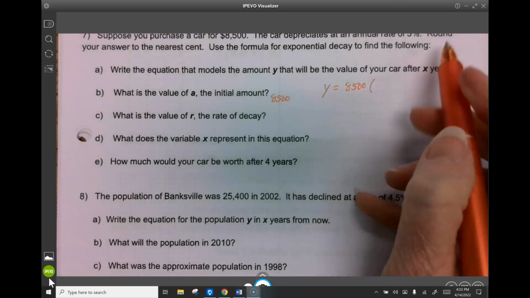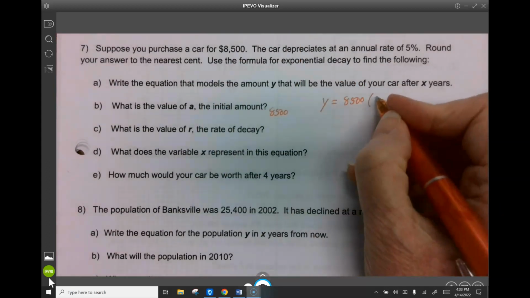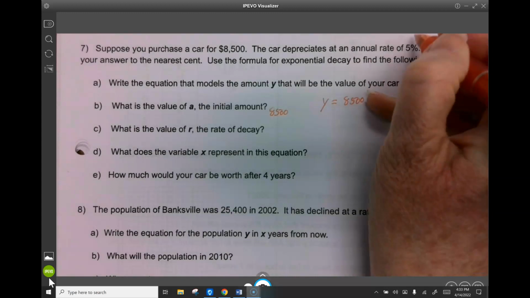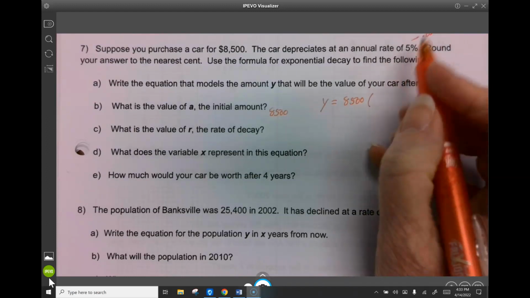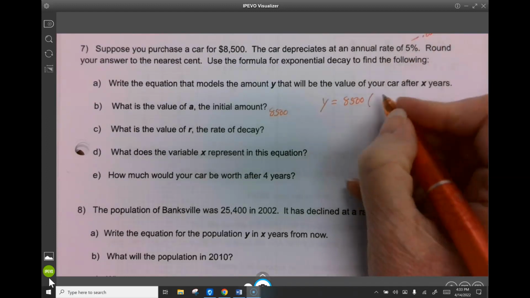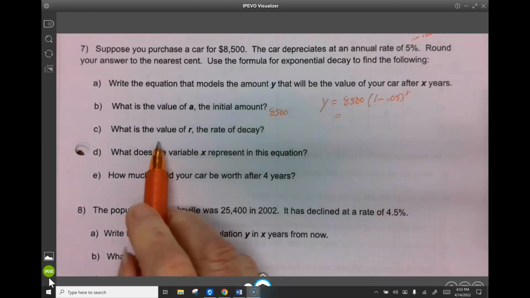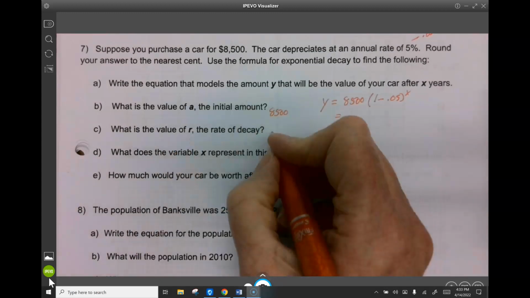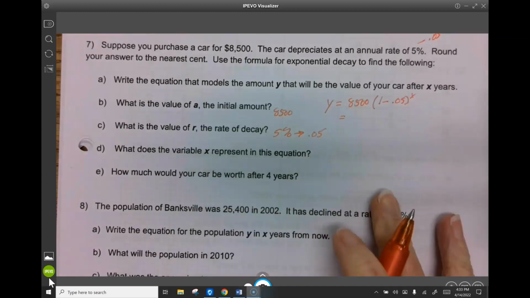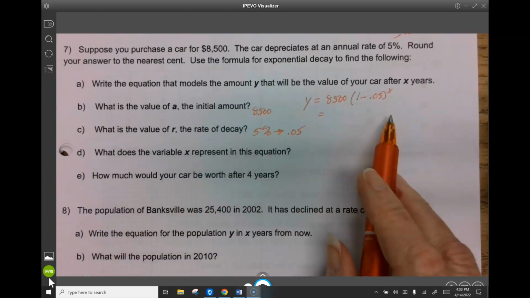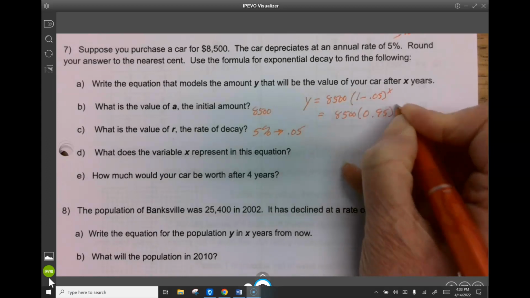And then it's a depreciation. It goes down. Boy, do cars depreciate quickly as soon as you drive it off that lot. But this one's saying that it is at a rate of 5%. So 5% would be 0.05, because I moved my decimal point 2 places. So now if I take 1 minus 0.05 to the x, because R stands for the rate, what is the value of R? 5%, so that would be 0.05. I'm kind of doing these backwards, but that's okay. So my equation is 8,500 times 0.95 to the x. There's my equation.